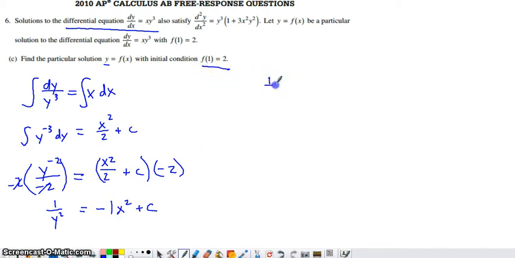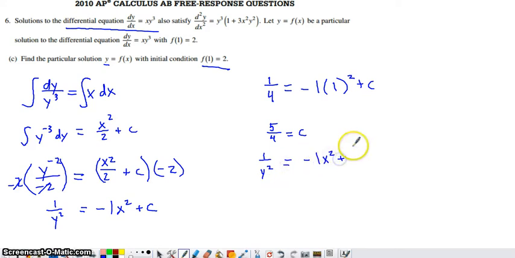And when I apply this condition, I know that the function value, or the y value, is 2. So that's going to be 1 over 2 squared, which would give me 4. So I get 1/4, and that's got to be equal to negative 1 times 1 squared, right? I'm putting 1 in for x, plus c. Well, negative 1 times 1 squared is negative 1. So if I'm trying to solve for c, I'm going to add 1 to 1/4, and that's going to be 1/4 plus 4/4, which gives me 5/4 as my value for c. So what I know now is that 1 over y squared equals negative 1 x squared plus 5/4.